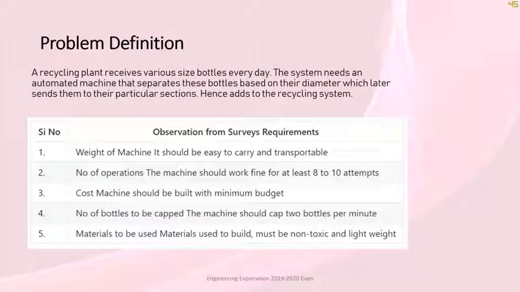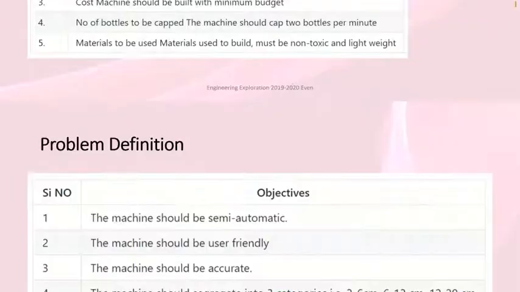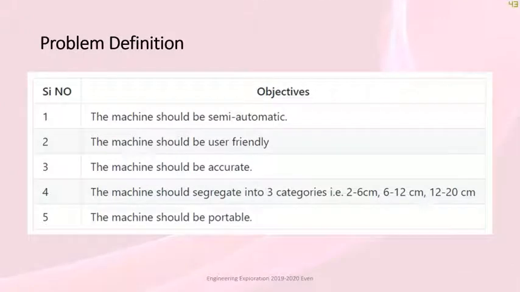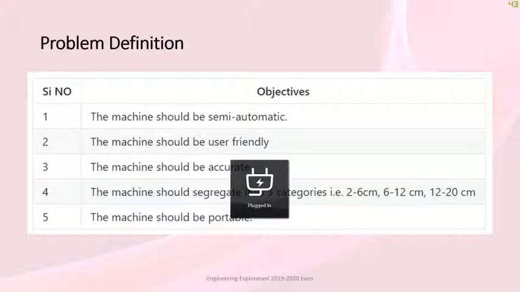Objectives. The machine should be semi-automatic, user-friendly, accurate, portable, and it should segregate into three categories, that is 2 to 6 cm, 6 to 12, and 12 to 20.